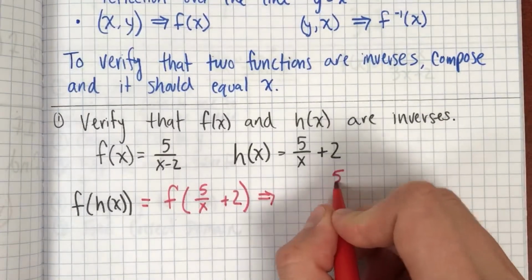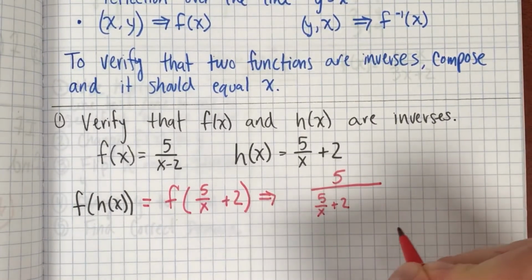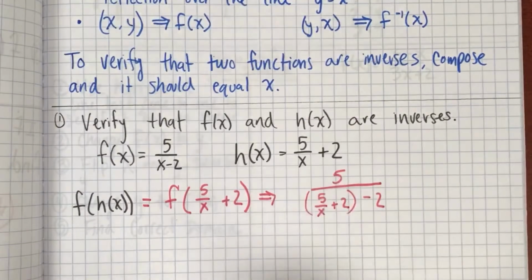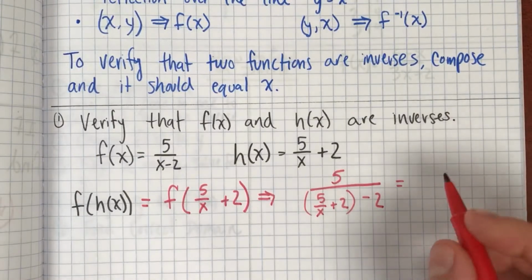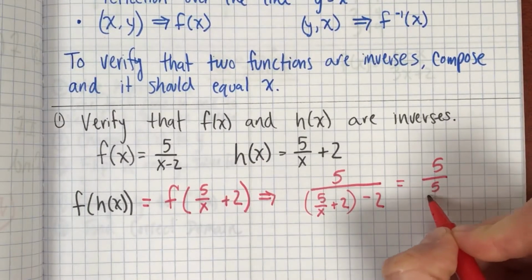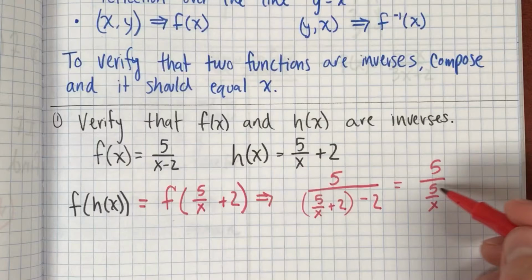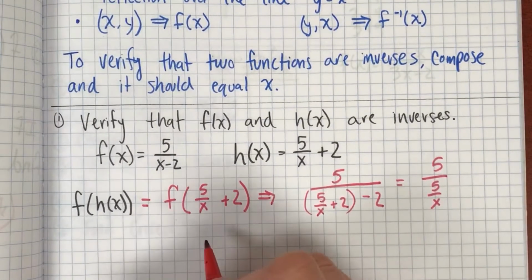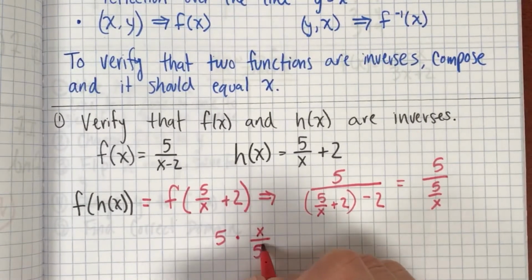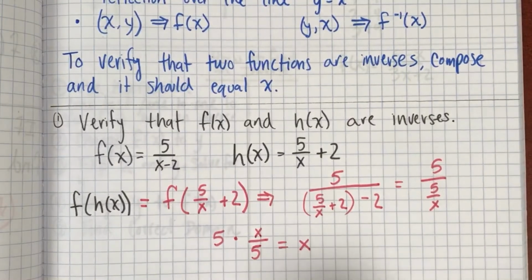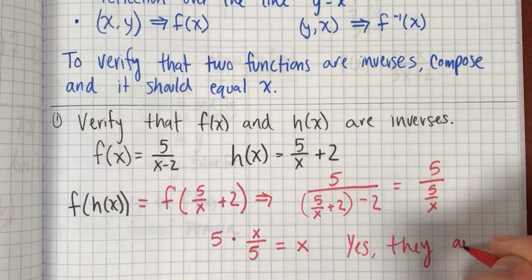And so what that looks like is this. Okay, and so then we can simplify. Our plus 2 and our minus 2 are actually going to cancel out. So we'd have 5 over x over 5. Well, remember when we have a fraction inside of a fraction, we can multiply by the reciprocal. So this would become 5 times 5 over x over 5, which does equal x. So here, yes, they are inverses.